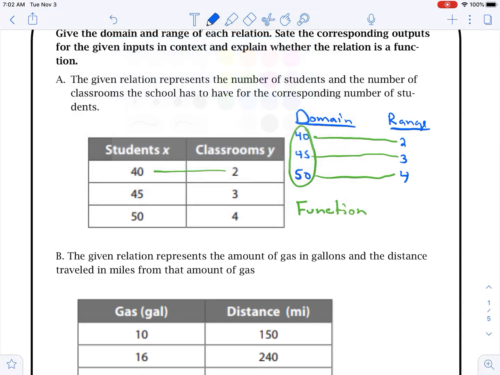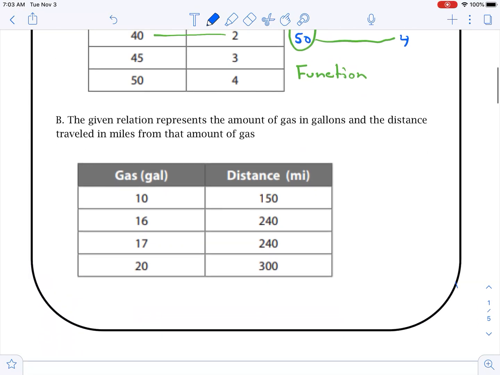Go to the next one. Again, I'm going to list my domain. If you're not sure, your x value is usually going to be on the left-hand side, and range will be on the right-hand side. Or when we talk about it, our gas, how much money I put into my tank, that's what we call independent. I could put as much gas as I want. What is dependent upon it is our distance.